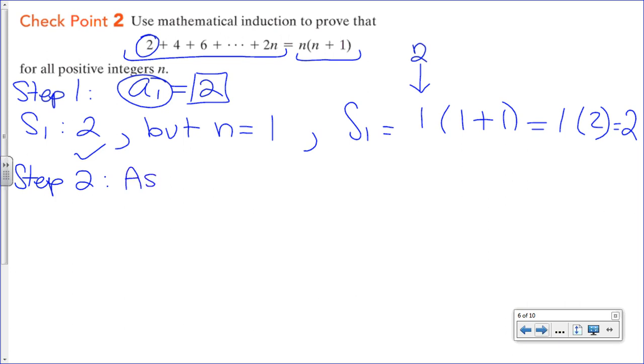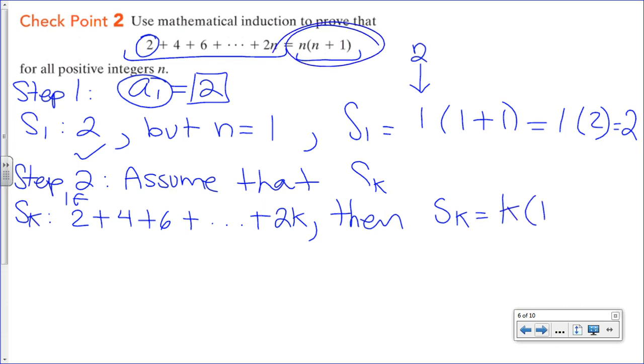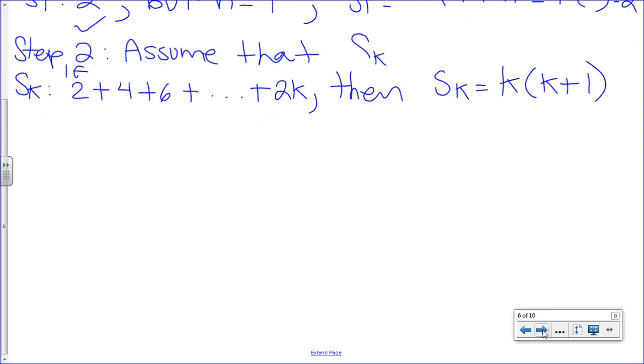Okay, so step 2, we're going to assume that the statement is true for s sub k. So in expanded form, it's going to be 2 plus 4 plus 6, and then the last one will be plus 2 times k. What we're assuming is that if we have that, then by using this formula, it will be k times k plus 1. And this one is a lot easier than the previous example that we did. So that was step 2.